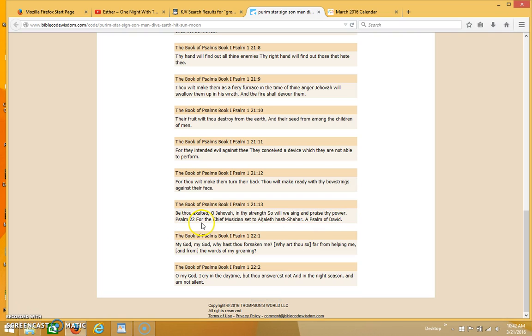And then start Psalm 22. "For the chief musician set to Adulath Sheshar," I'm not sure how to say that, a psalm of David. "My God, why hast thou forsaken me? Why art thou so far from helping me, and from the words of my groaning? O my God, I cry in the daytime, but thou answeredst not, and in the night season, and am not silent."